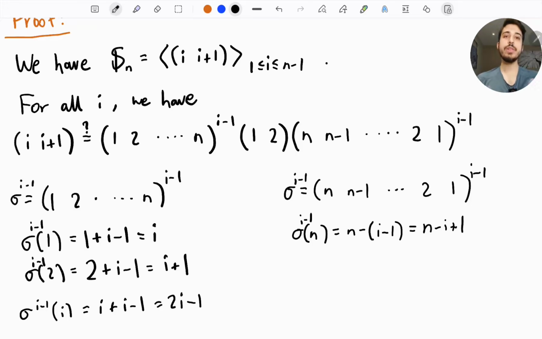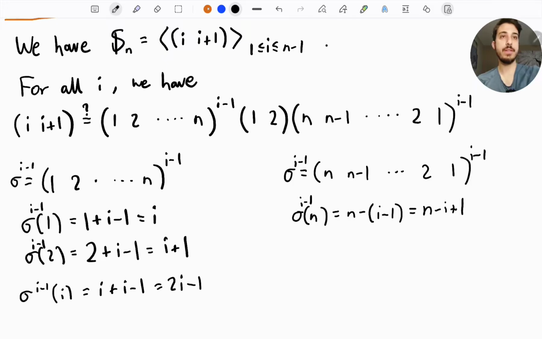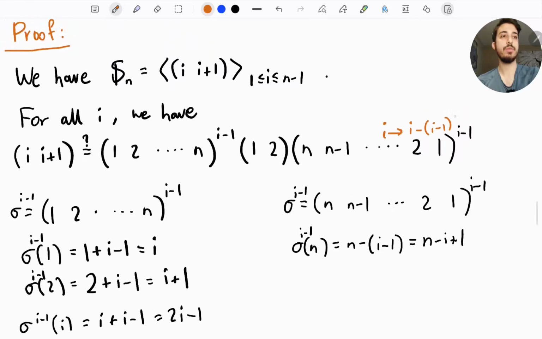So here we're interested in seeing where all of this sends I, and where all of this sends I plus 1. We wish to see that all of this is going to send I to I plus 1, and it's going to send I plus 1 to I. And it's going to fix everything else. So we want to see where it sends I. So let us say there is an I over here, and we want to see where it goes. So here, I is going to be sent to I minus I minus 1, because we've said that we subtract I minus 1 here. And this is equal to I minus I, which is 0, minus 1, which is 1. So it's going to be sent to 1.